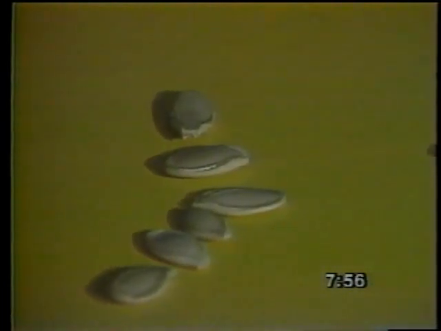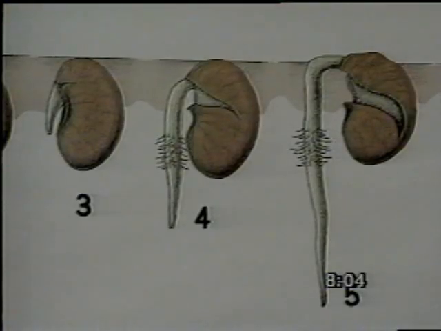Within a protective coat is the tiny plant and a store of food material that provides first nourishment for the young plant. Seeds contain comparatively little moisture. Most may be stored dry for long periods. To germinate or begin to grow, a seed needs air, moisture, and warmth. The first growth to emerge in this process is the root.